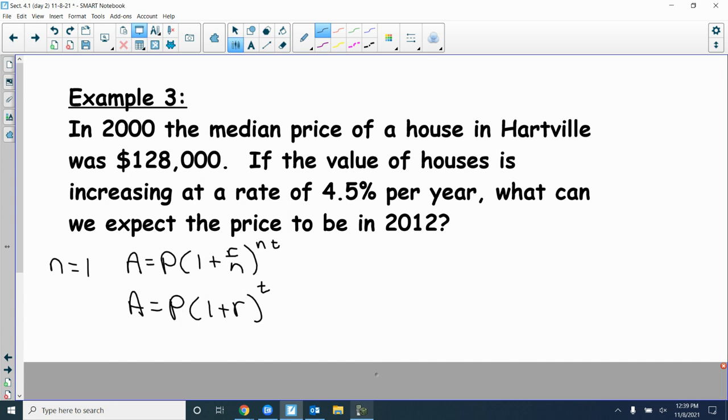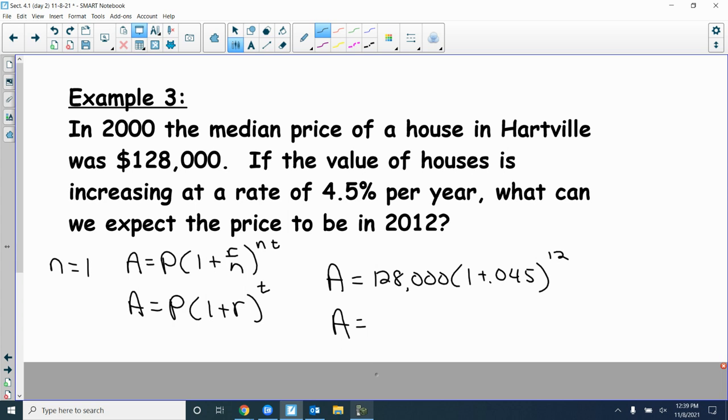All right, you got the median price, $128,000. It's going up 4.5% per year. After 12 years, what's it going to equal? Before you type it in your calculator, make a mental guess. What do you think it's going to be? And then let's take a look at what it actually equals. So in this case, my final amount will be, we'll be starting out with 128,000 times 1 plus 0.045 to the 12th power.